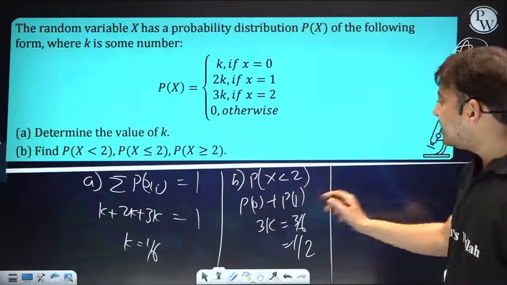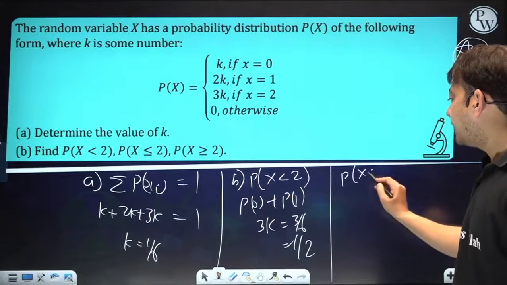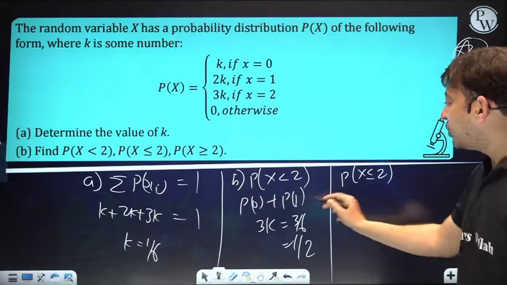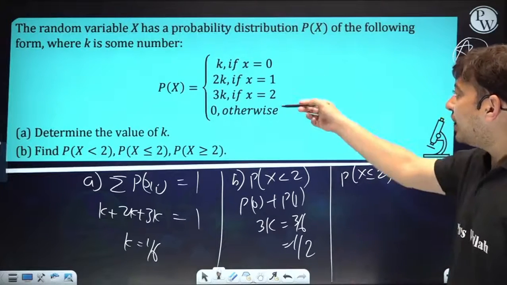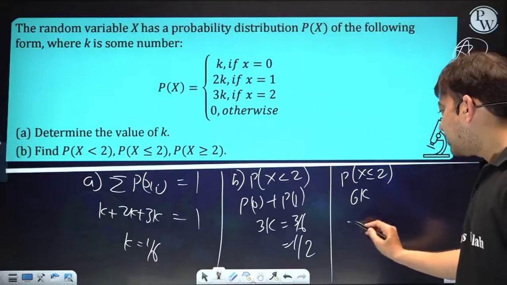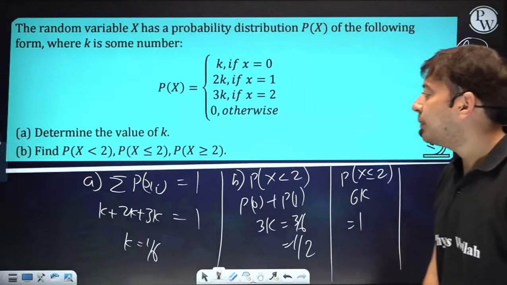Then X less than or equal to 2. X less than or equal to 2 means 2 is also included. So 3 plus 3, 6K. So the answer will become 1.